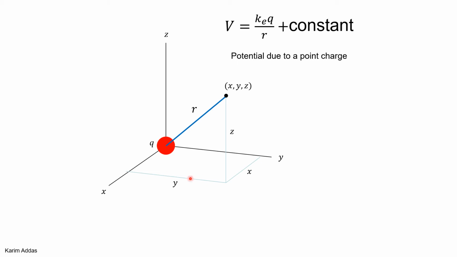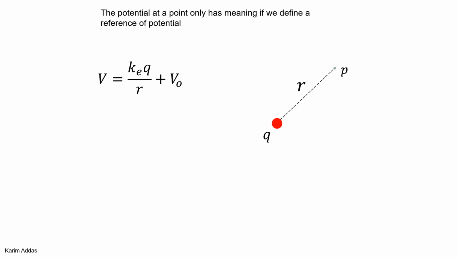So let's look at what result we got for a point charge. We showed that the potential for a point charge is kq over r plus a constant. This constant can be any value you want. So this is then the formula for the potential due to a point charge, kq over r plus a constant.